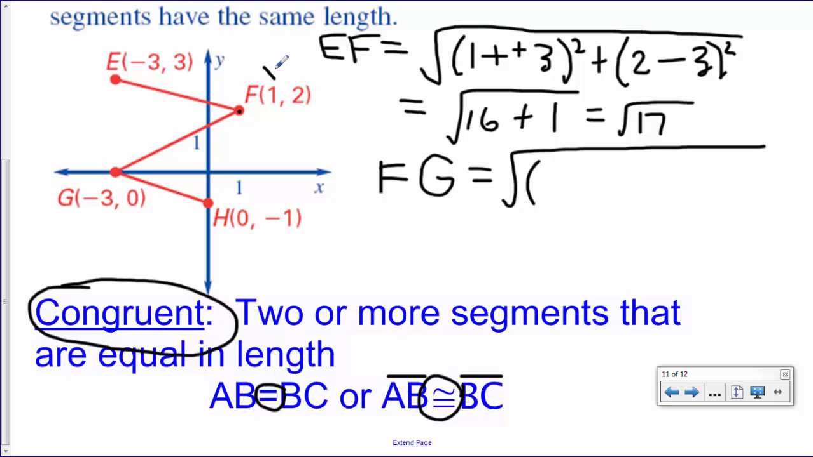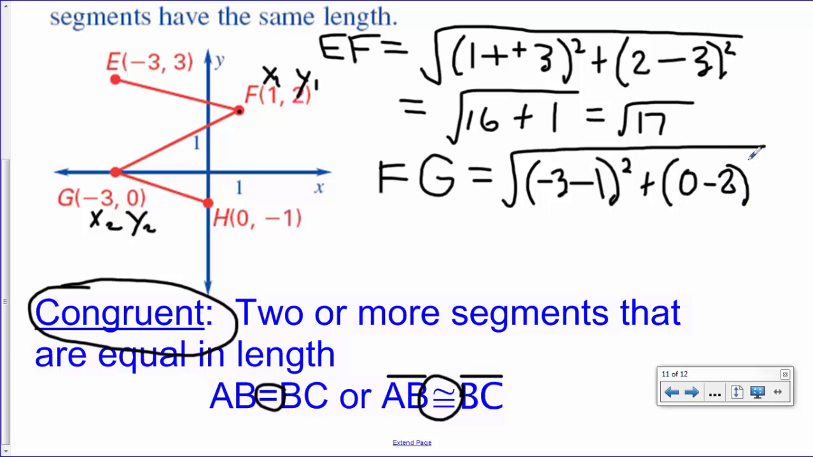Call this x1 and y1. Call G x2 and y2. And set it up in the formula to solve it. -3 minus 1 and square it, plus 0 minus 2 and square that.